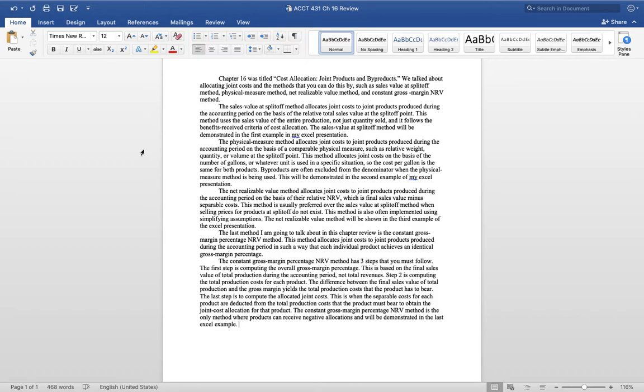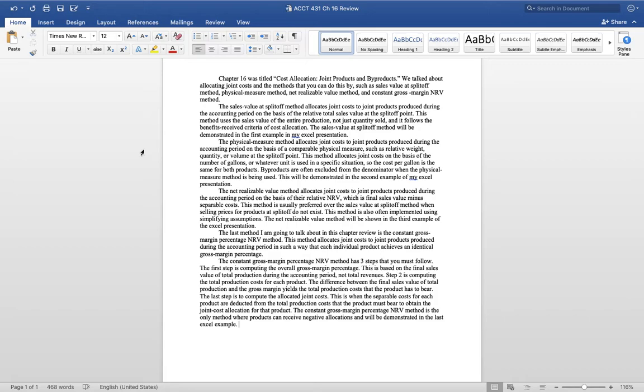The net realizable value method allocates joint costs to joint products produced during the accounting period on the basis of their relative NRV, which is final sales value minus separable costs. This method is usually preferred over the sales value at split-off method when selling prices for products at the split-off point do not exist. This method is also often implemented using simplifying assumptions. The NRV method will be shown in the third example of the Excel presentation.